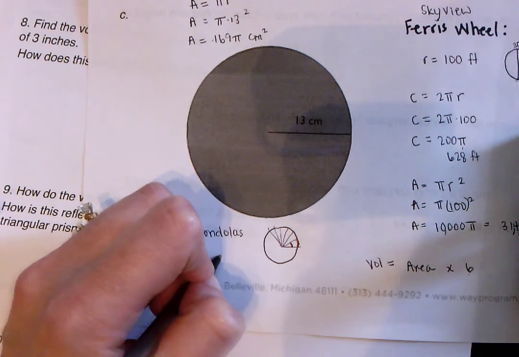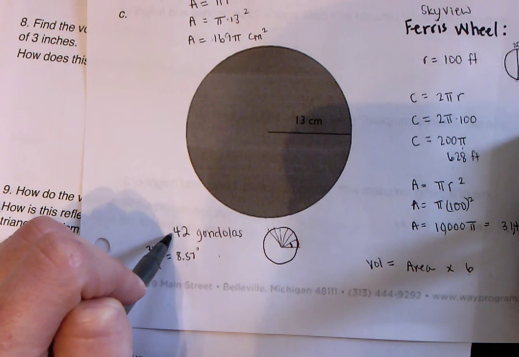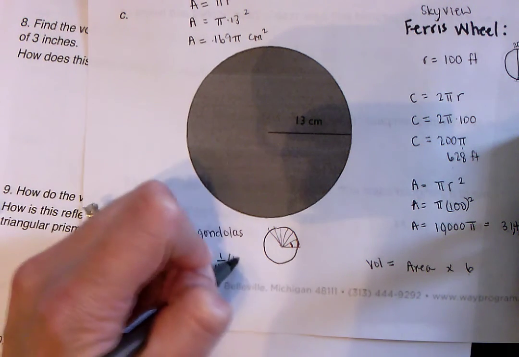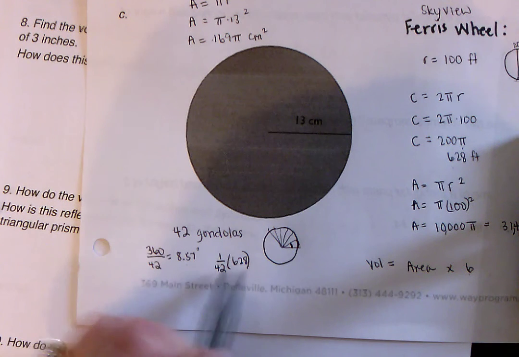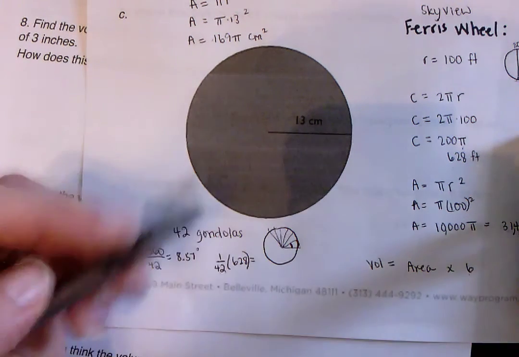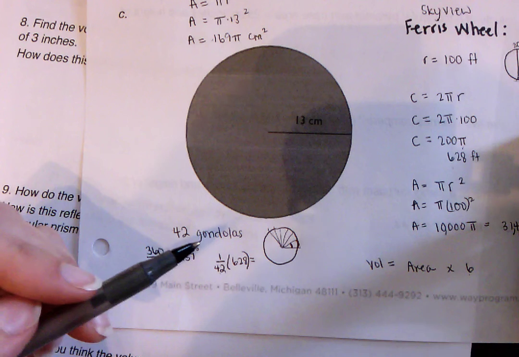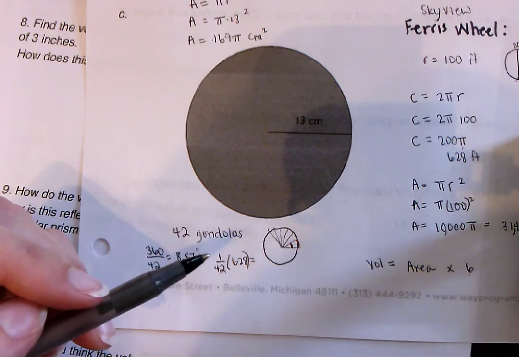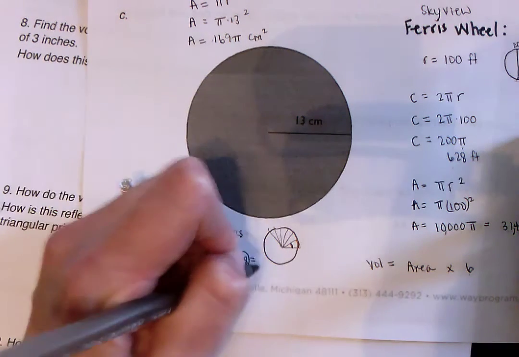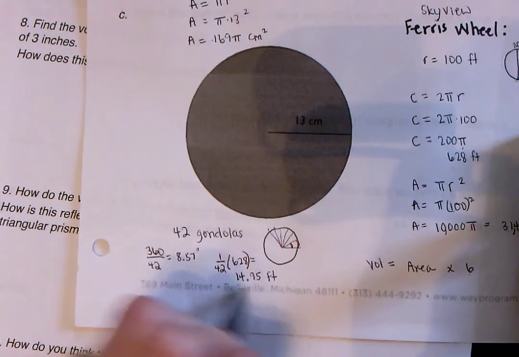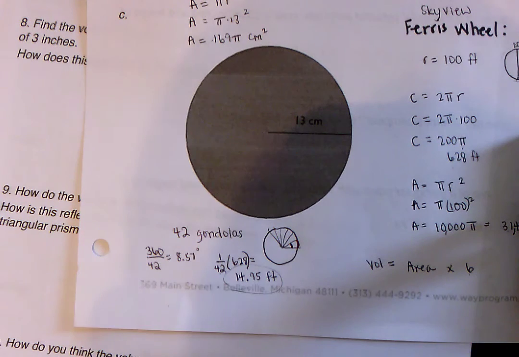Or we can think of 1/42nd of 628. If we take 628 and divide it by 42, we'll get the space in between each gondola. I'm going to do that right now. That'll be the last thing we talk about on the Ferris wheel. So 628 divided by 42 is 14.95. So 14.95 feet. That's how far apart each gondola is. That's kind of interesting, so just something to think about while you ride it.